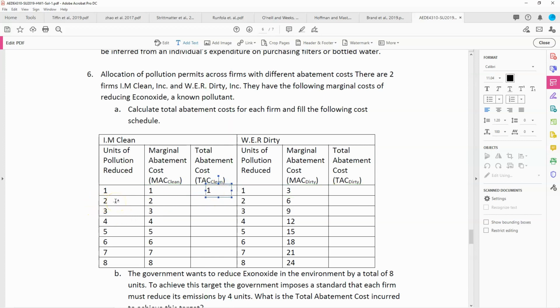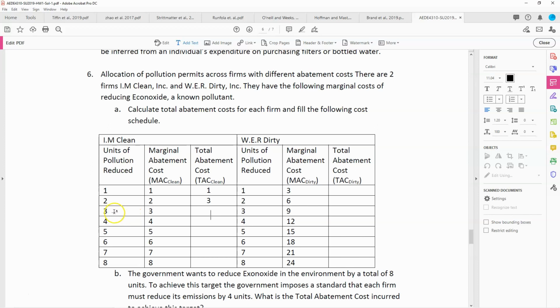And suppose we want to pollute an extra unit of the pollution, then the total amount of the pollution would be 2, and the marginal abatement cost for this extra unit of the pollution is 2, and we already know the total abatement cost for 1 unit of the pollution is 1. Then the total abatement costs for 2 units of the pollution should be 1 plus 2, should be 3.